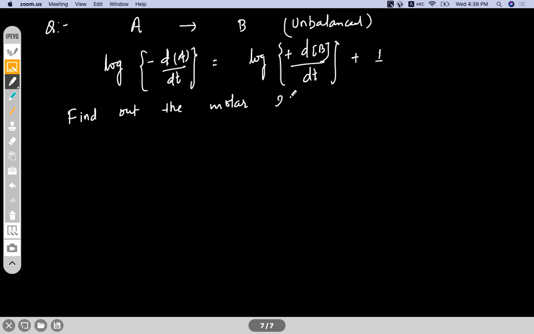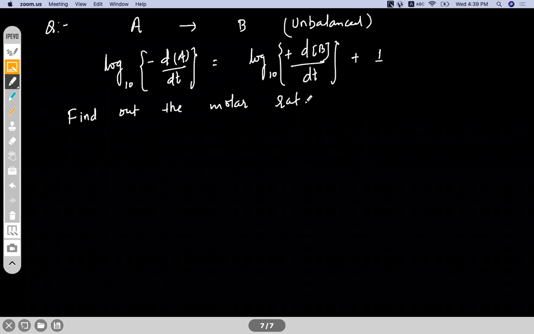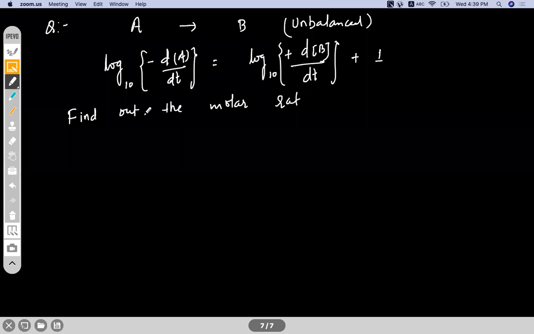So log is natural log, right? Sorry? So here log is natural log, right? Yes, base 10 we have here. Oh, base 10. Find out the molar ratio of A and B.